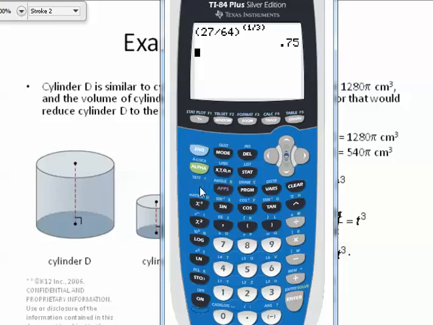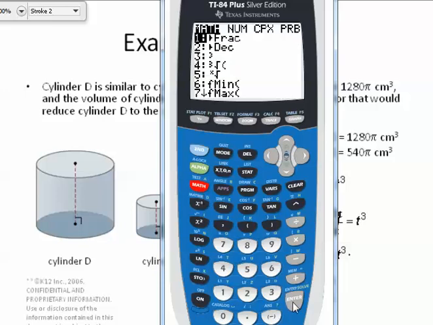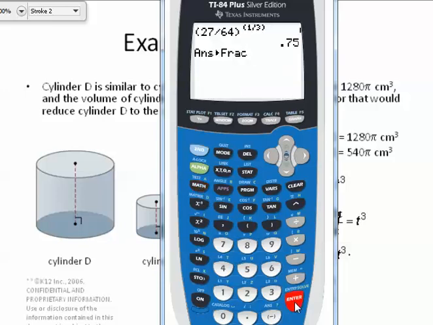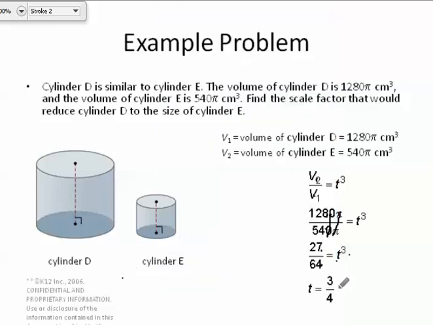I wanted it as a fraction, Mr. Green. So we push math, we push number 1 to get it as a fraction. And it gives me 3/4. I found my scale factor. It's 3/4. Yay. That means if I know the height of this one, I can find the height of this one. That means if I know the radius on this one, I can find the radius on this one. That's what it means. That's what it's for.